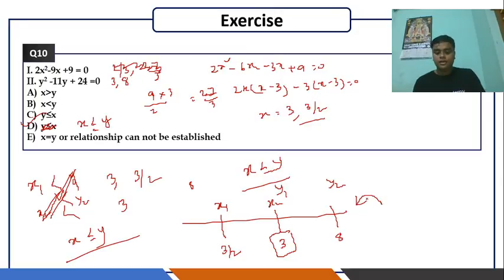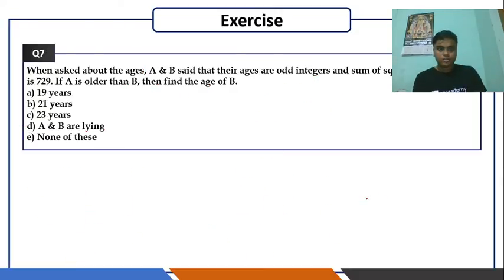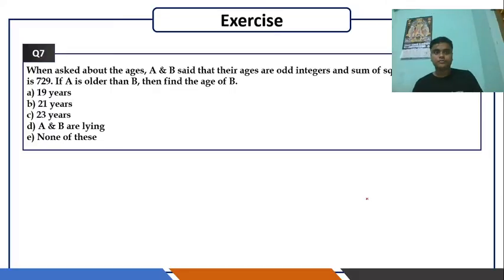So now let's solve one more problem. Question number 7 on your screen.